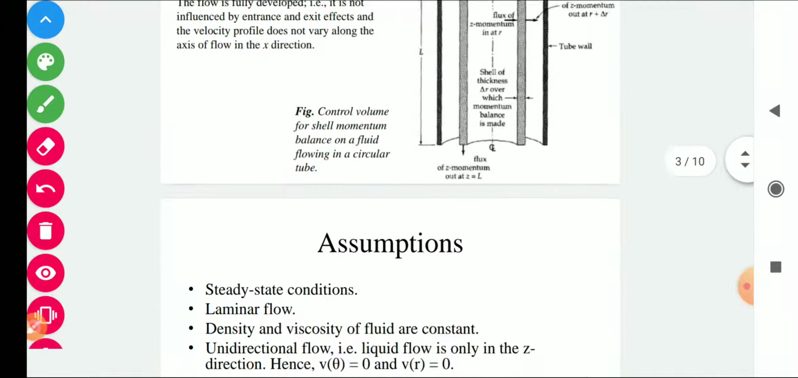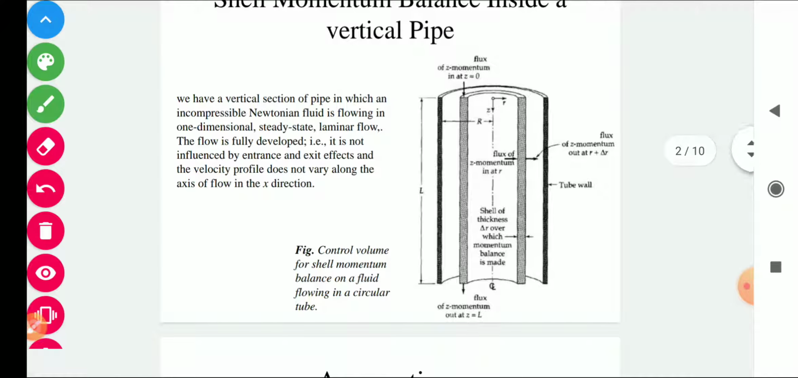If you look again at this diagram, this R means in this direction. So tau rz is the shear stress, and the surface area will be equal to this area. So this area will be equal to 2 pi R multiplied by this length.